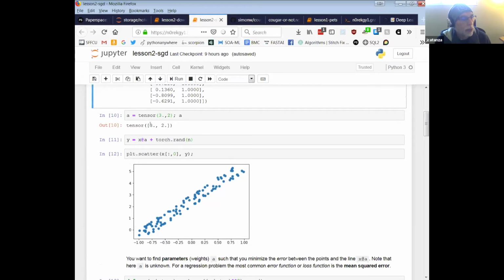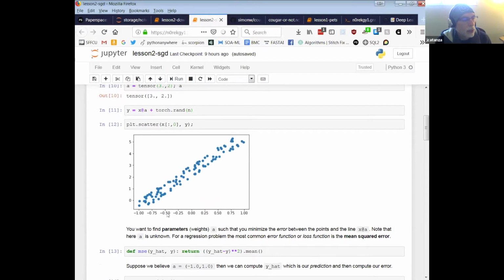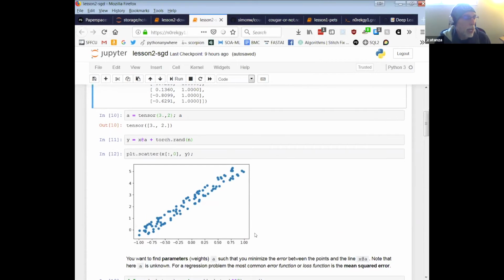The slope is 3. As you can see here, it goes from -1 to 1, so delta x is 2, and the change in y is 6. Sorry, the change in x is 2. The change in y is 6. So delta y over delta x is 3, which is the slope that is set in there.